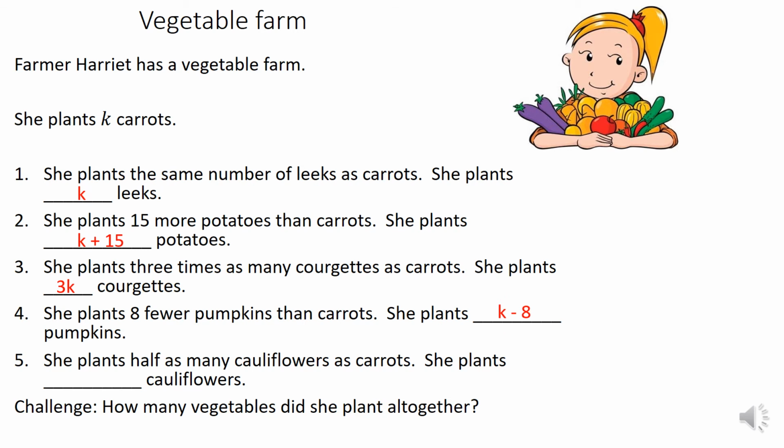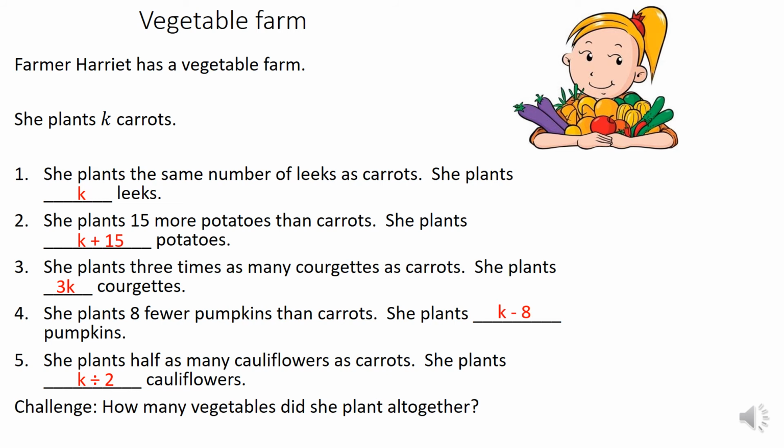And number 5 would be K divided by 2, or K over 2. Okay, I did explain to you guys algebraically we should put K over 2. It's just with the way it is here, we aren't able to do that, but it's still correct. Okay, it's still the same answer.